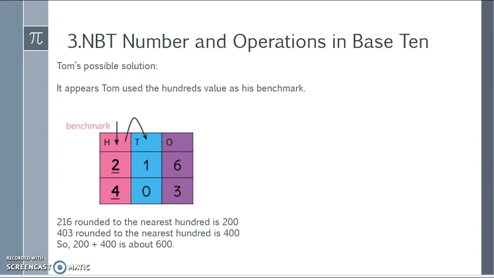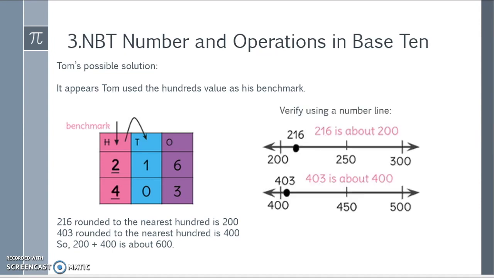Let's look at Tom's possible solution. It appears that Tom uses the 100 value as his benchmark. So he looked at the tens category and saw 1 and 0 and rounded that way. So 216 would round to the nearest 200 and 403 would round to 400. So 200 and 400 is 600. So I look at my number line and verify. So either one would work. That 216 is close to about 200 and 403 is also about 400.